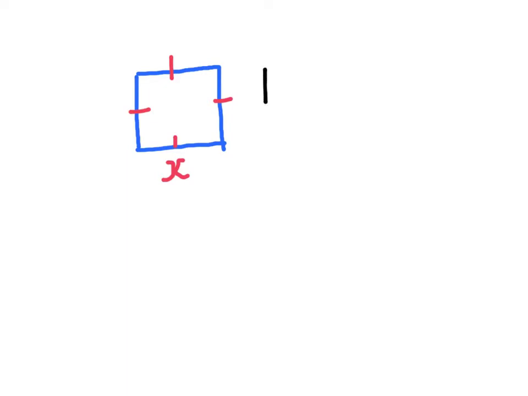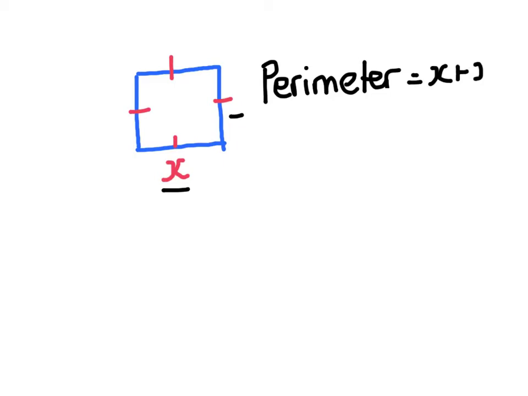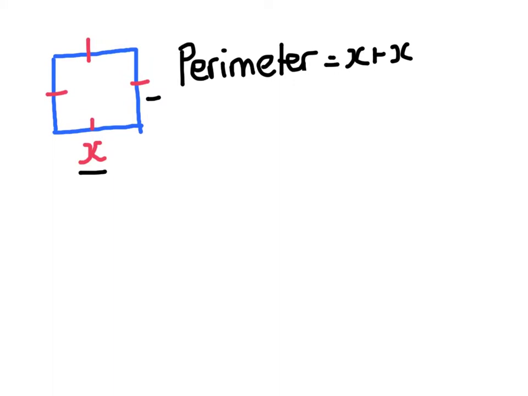So if I'm trying to write the perimeter, remember perimeter is round the outside, so I'm going to have x plus this side, which is x. Plus this side up here, and plus the last side there. Okay, and what have I got there? I've got x plus x plus x plus x, which is 4x.